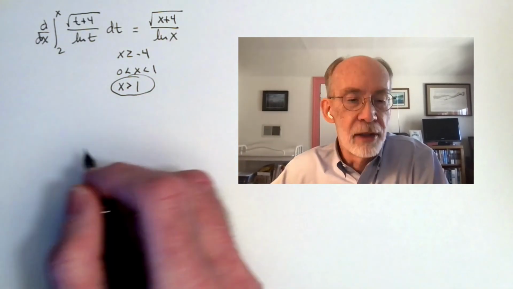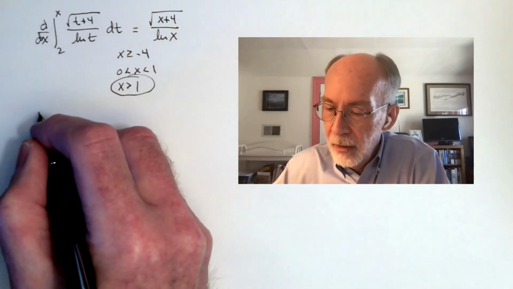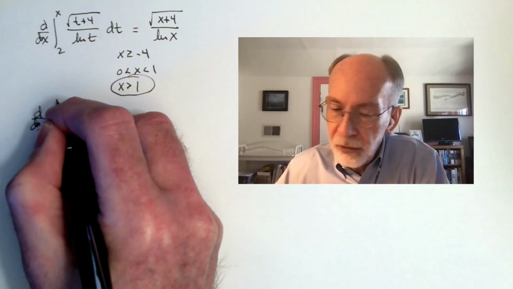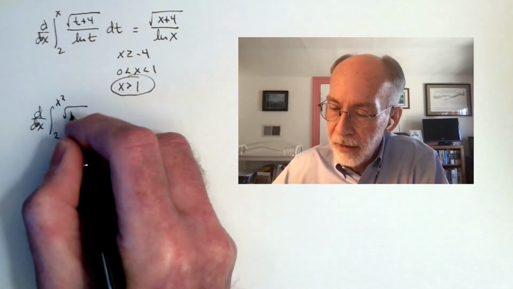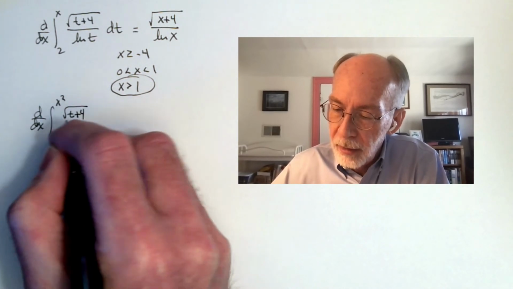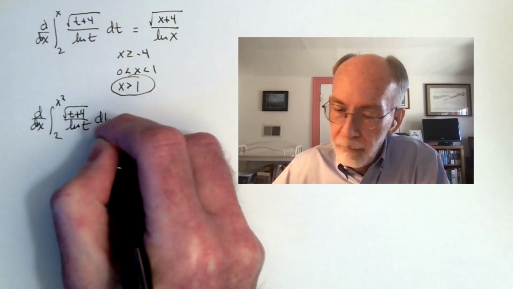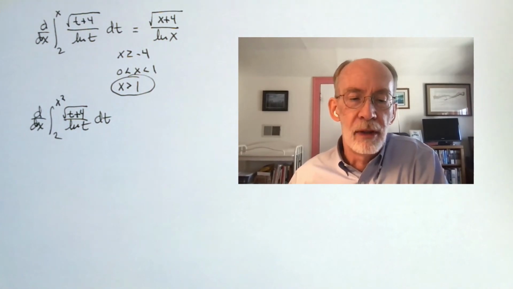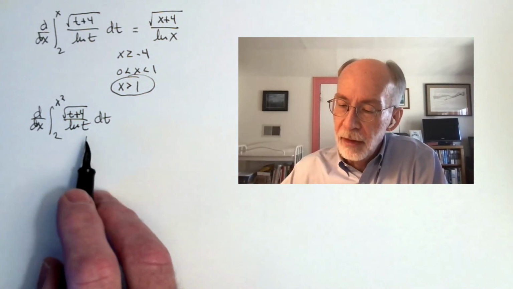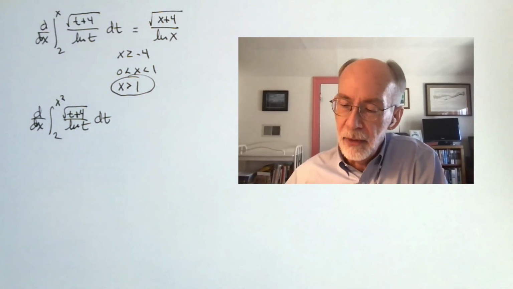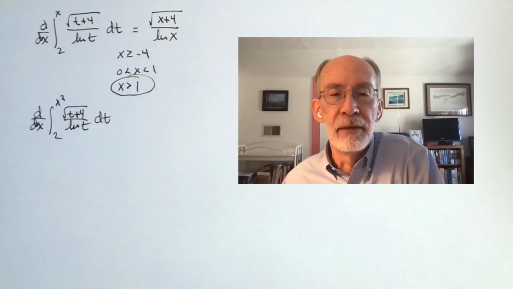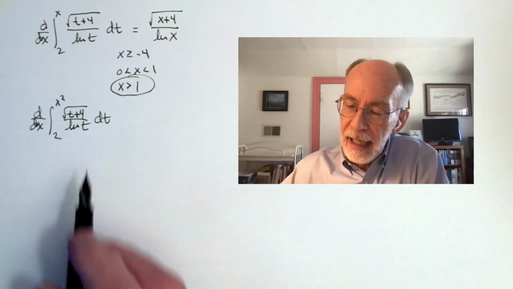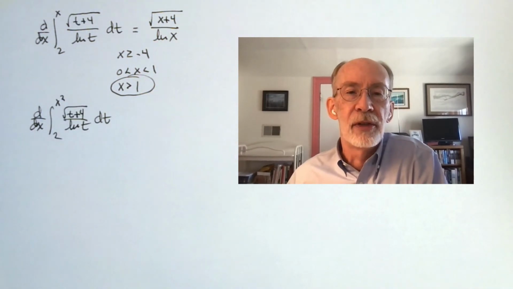Now let's go ahead and get a little fancier. Let's ask the question, what is the derivative with respect to x of the integral from 2 to x squared of, just for laughs, let's keep it the same, square root of t plus 4 all over ln t dt? Well, it's maybe not obvious what to do, but wherever this integrand is continuous, it has an antiderivative according to the fundamental theorem part two. So let's say that the antiderivative of this integrand is some function big F.